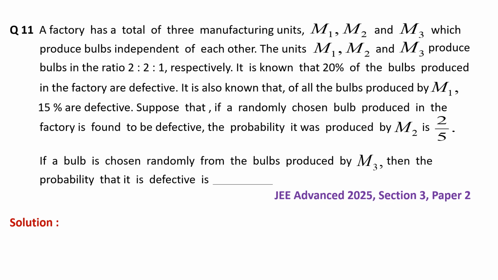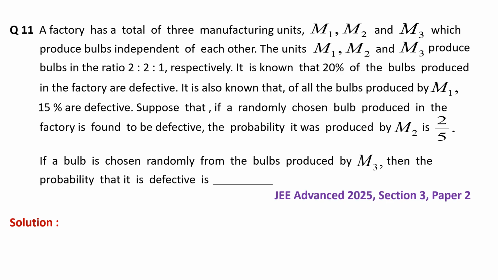Suppose that if a randomly chosen bulb produced in the factory is found to be defective, the probability that it was produced by M2 is 2/5. If a bulb is chosen randomly from the bulbs produced by M3, then the probability that it is defective is. Now students, it's an interesting question, and to solve this problem, I will use two theorems. The first one is Bayes theorem and the second is total probability theorem.